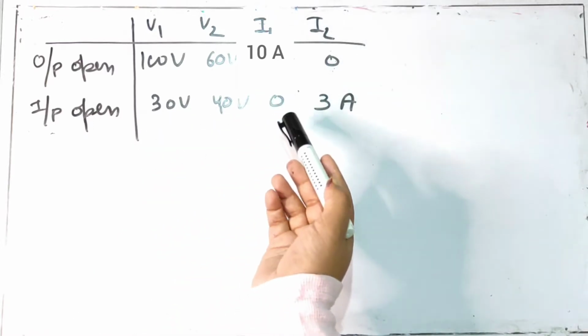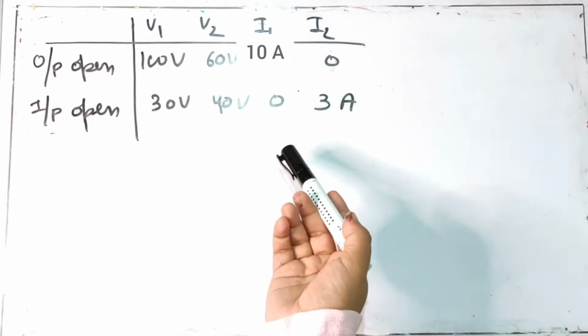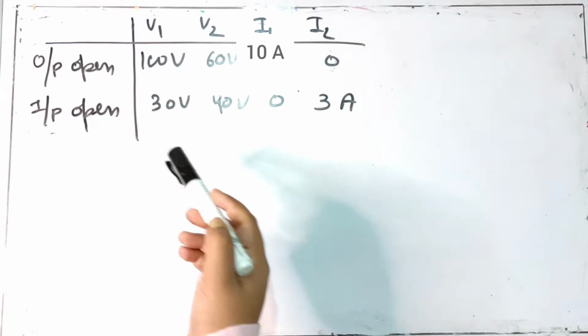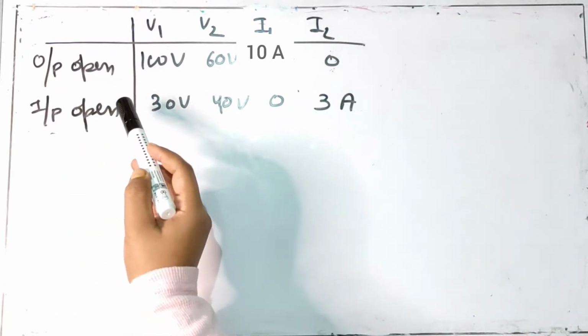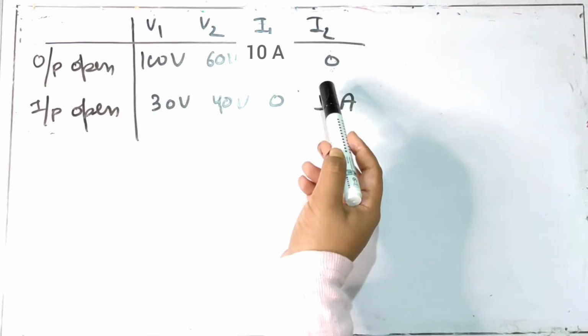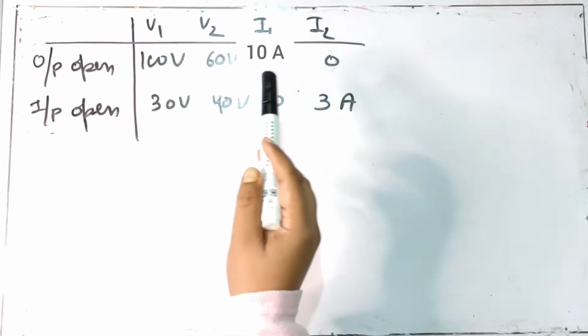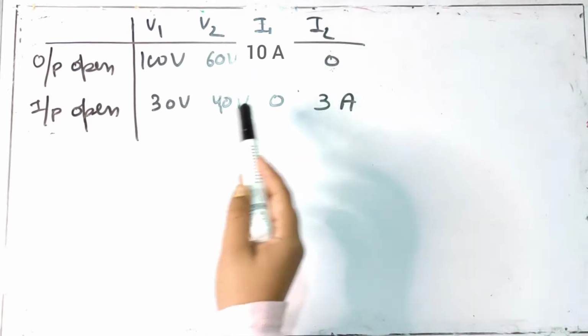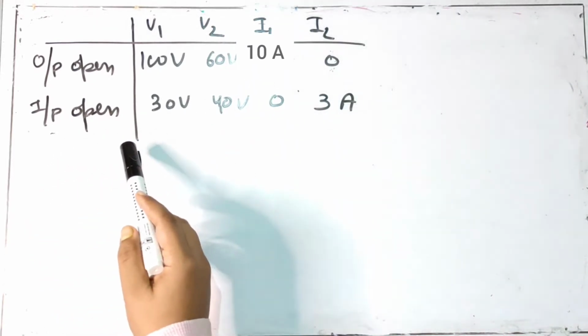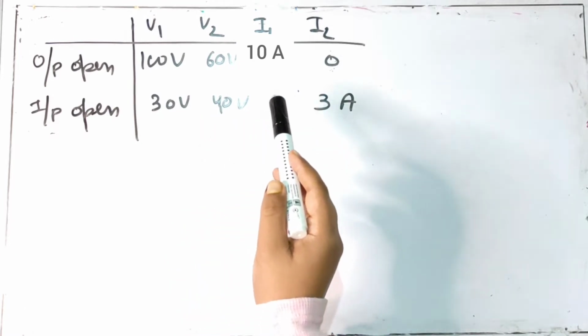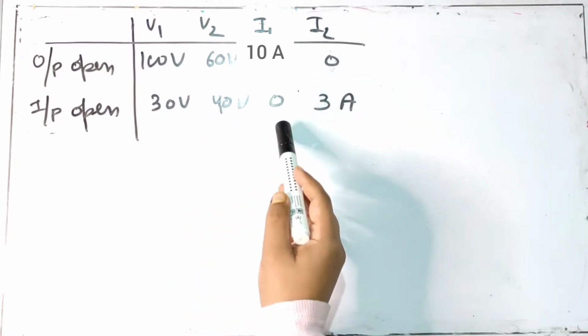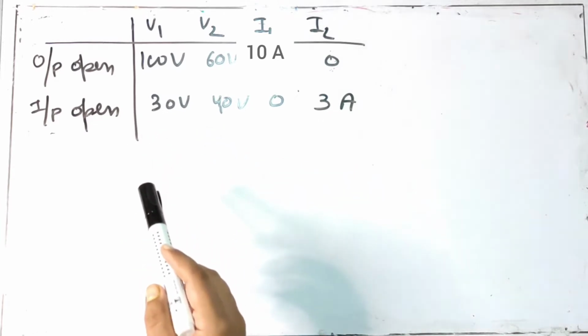This is the data that is given to us in the question and we have to find out Z parameters. So in the first situation, output is open, which means I2 is equal to 0. There is no current flowing in output. So I2 is equal to 0. And the second condition, input is open. So no current flowing through the input circuit, which means I1 is equal to 0 because input is open.